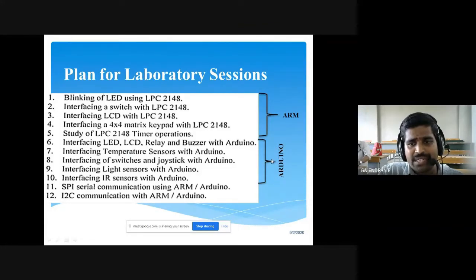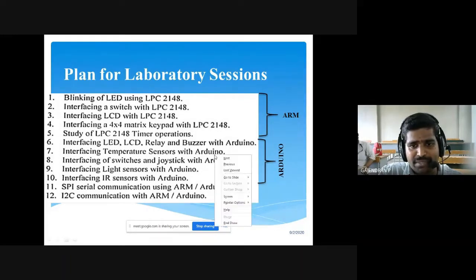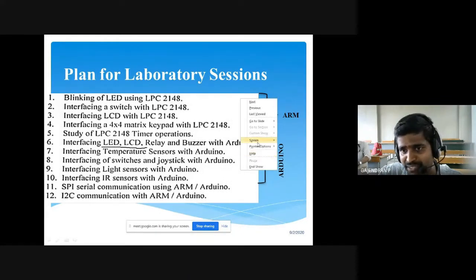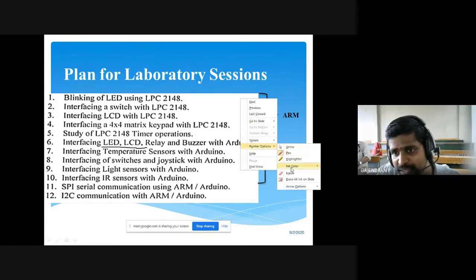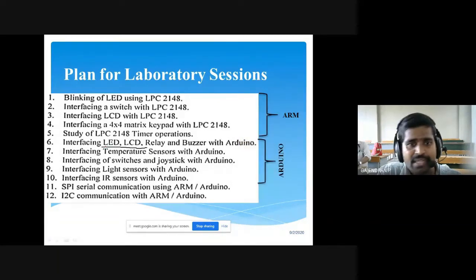So what are all the experiments? Since it is a simpler tool to use, we clubbed a few experiments into a single experiment. For example, experiment number 6: the first experiment, you need to interface an LED, LCD, relay, and buzzer. Put together, it is experiment number 6. Then, in the 7th experiment, we are going to interface a sensor. The first sensor is our temperature sensor.